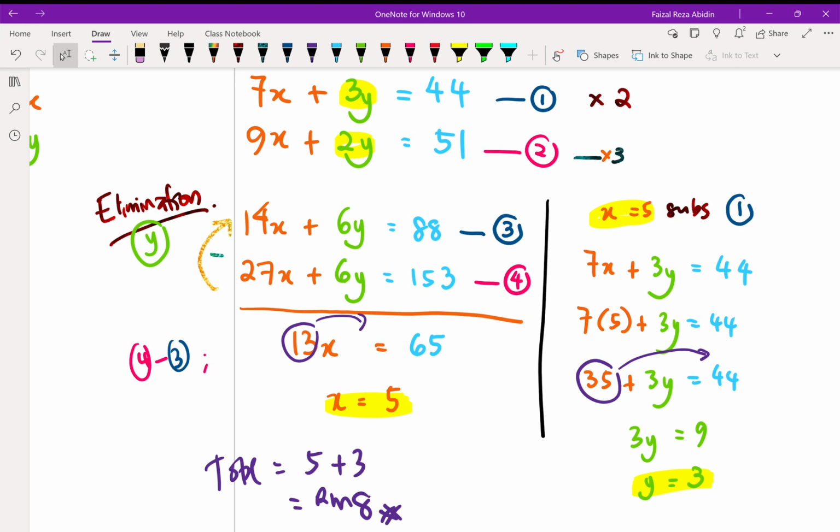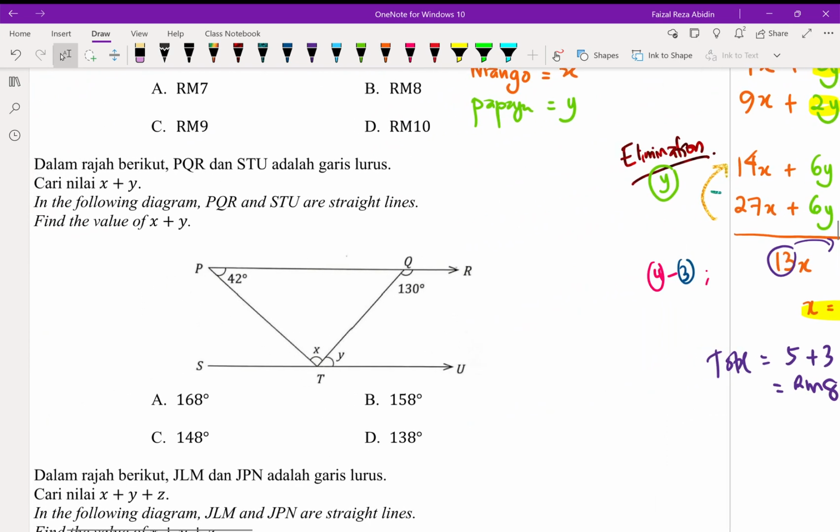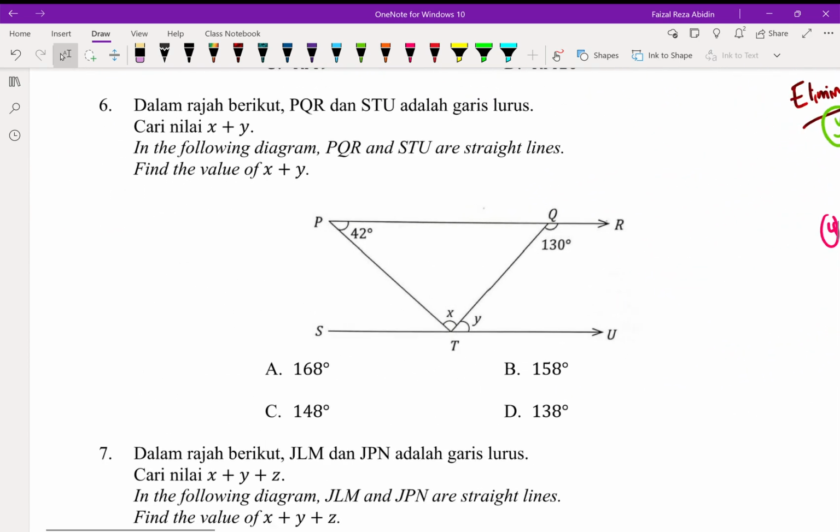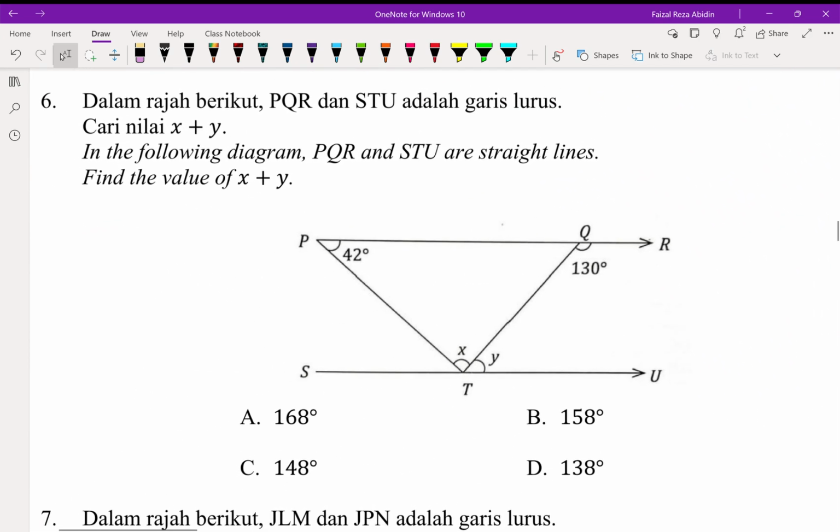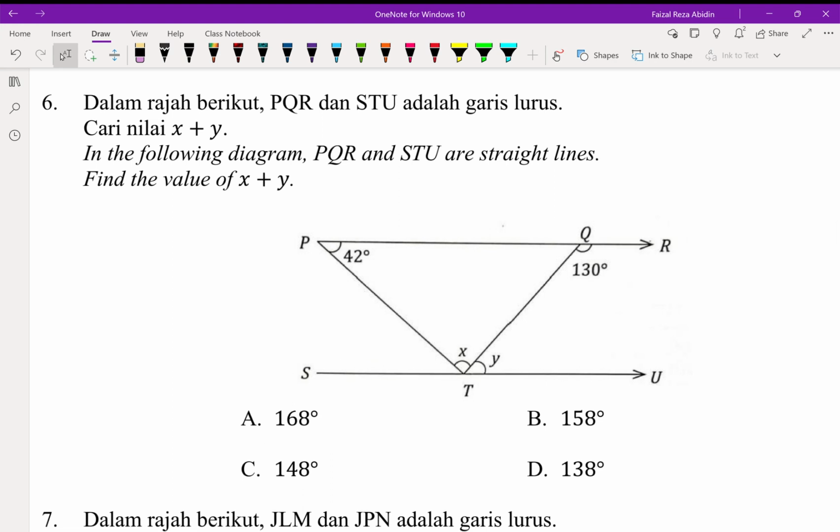Wow. Okay, done. We finished until 9, isn't it? Okay, so I proceed with question number 6. You are using what? This one.